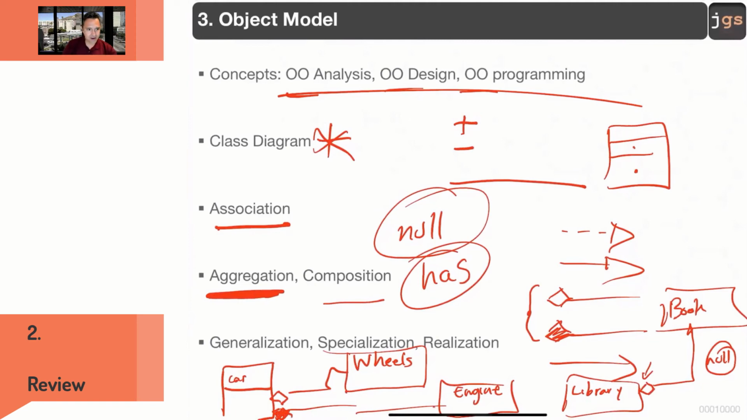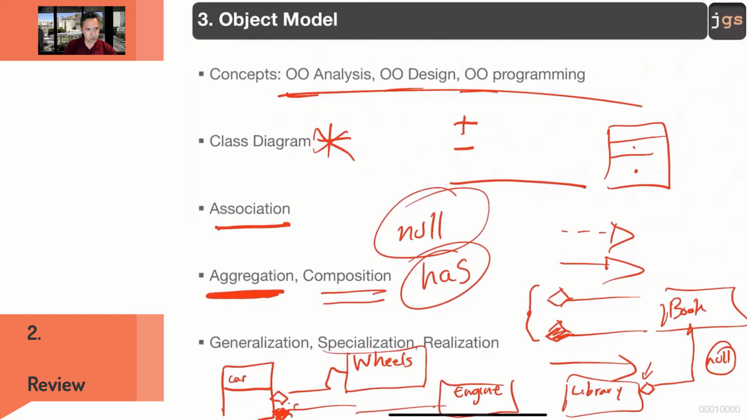We do not accept that the car can be related with a null, empty engine. If we do not accept the null, we're talking about composition. And we represent that with the black diamond. So between the car and the engine, mandatory that the engine exists, mandatory that the car exists.